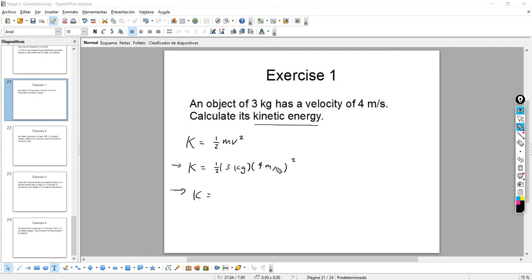That's the first thing you have to do. Elevate this to the square. So let's multiply all of this then. Use your calculator. And you're gonna get 24. 24, what units? Joules. Because energy, whether it's kinetic or any other type, will always be measured in joules. That's it. The kinetic energy of this object going at this velocity is 24 joules, period.